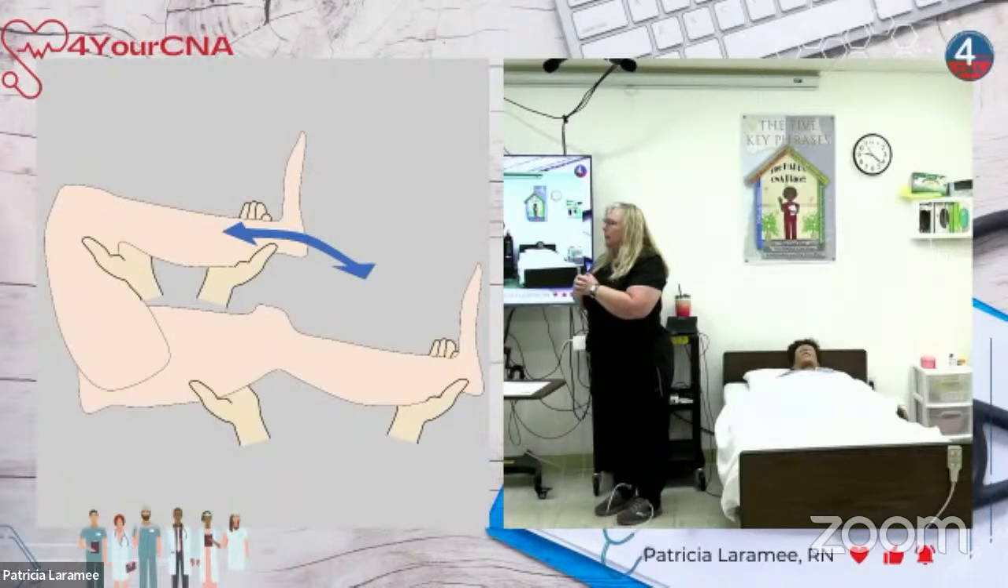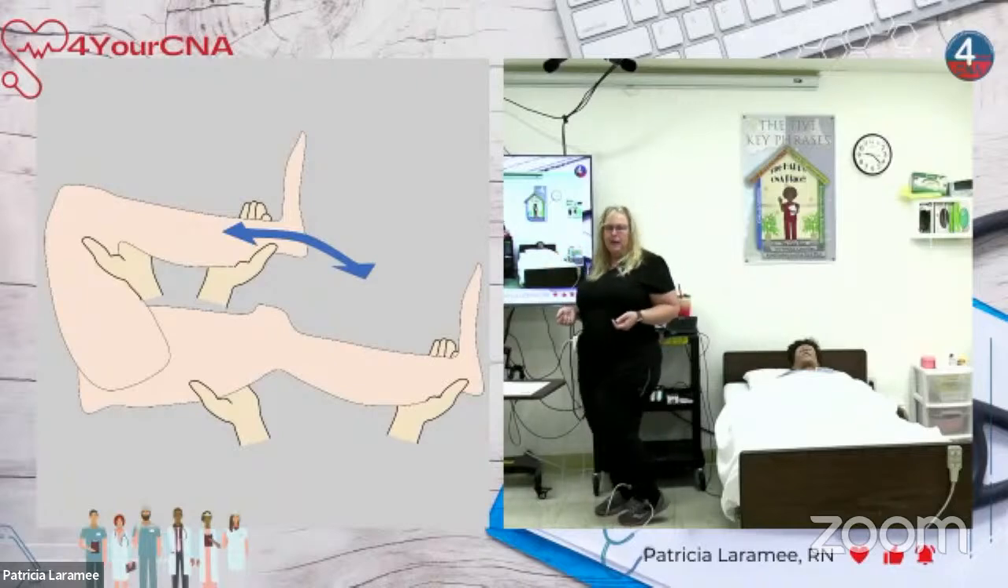So for this skill, remember we always lift from below, right? We're going to lift the knee, bend it to the chest and back down to the bed. Now, not everybody's going to be able to get all the way to the chest. So we're only going to go to the point of pain or resistance, right? So we're going to go as far as we can, all the way back down to the bed. And we're going to repeat that 3 times because that's what our care plan tells us to do.